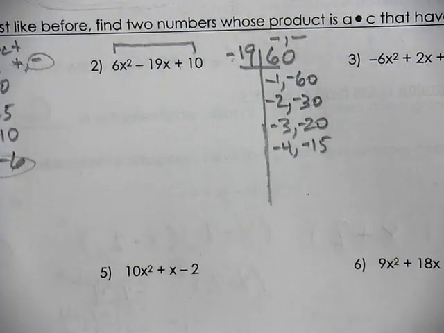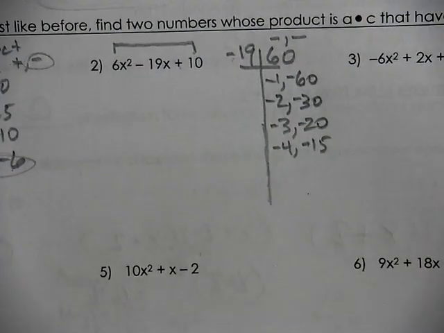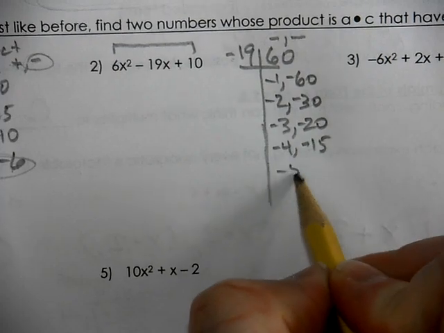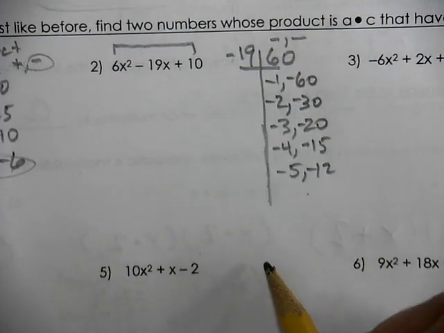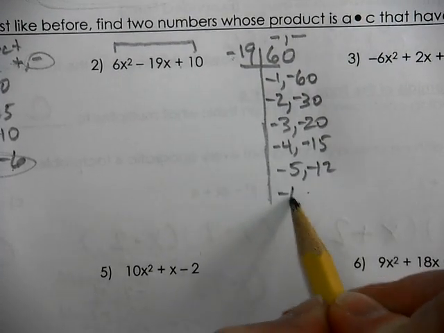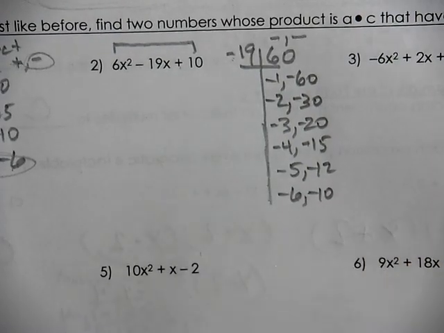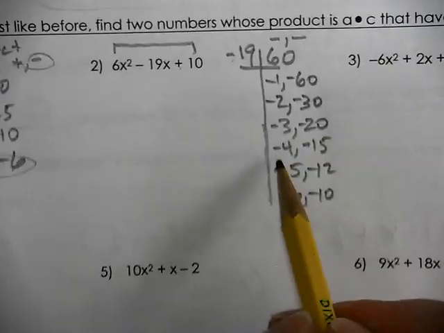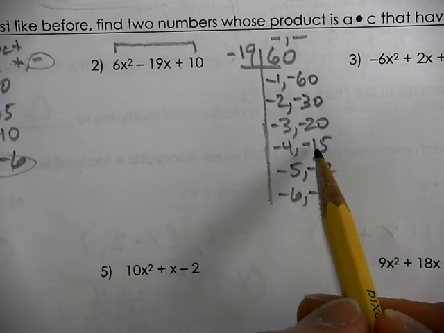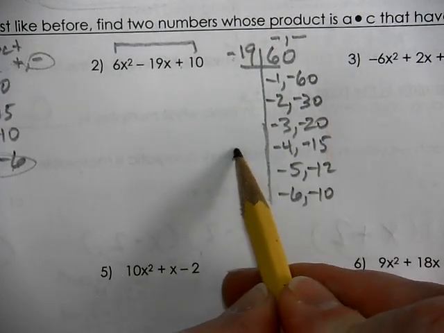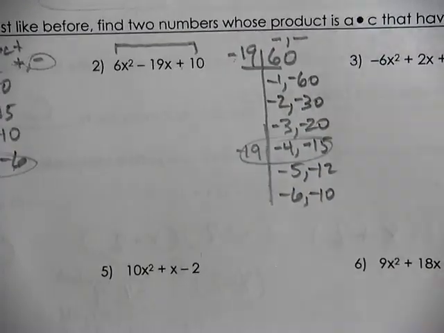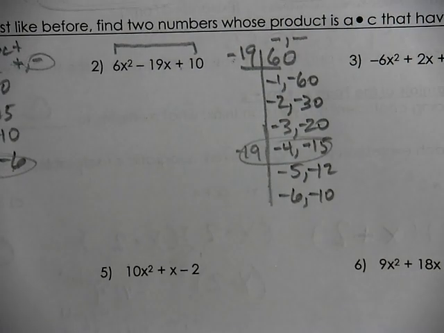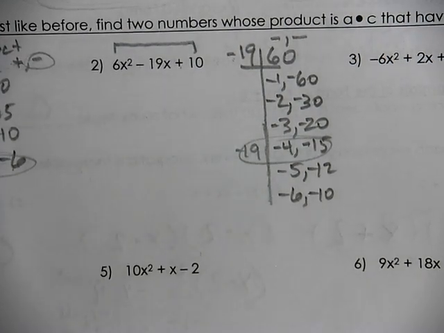You can stop right there. I'm going to go on just for effect, but negative 5 and negative 12, that's 60, negative 6 and negative 10. Those are your only options for getting to 60. But if you know that it's negative 4 and negative 15, you can go straight to it. What are we going to do with this negative 4 and negative 15?